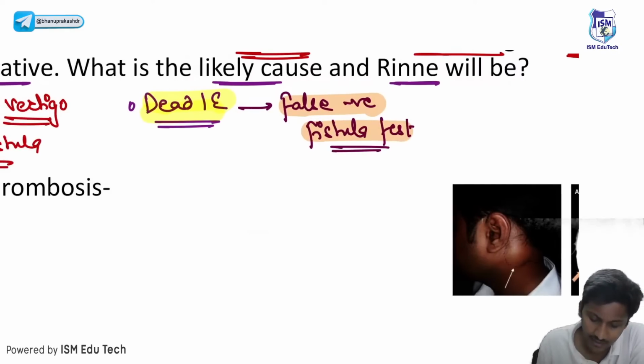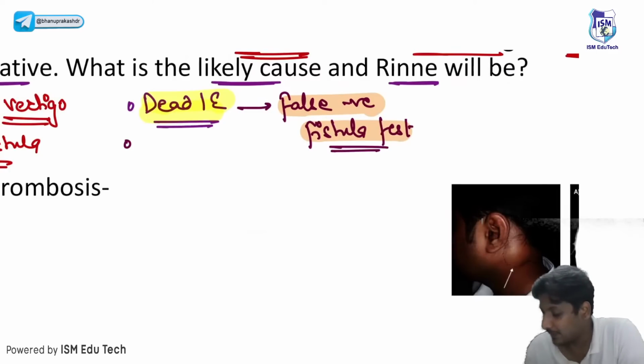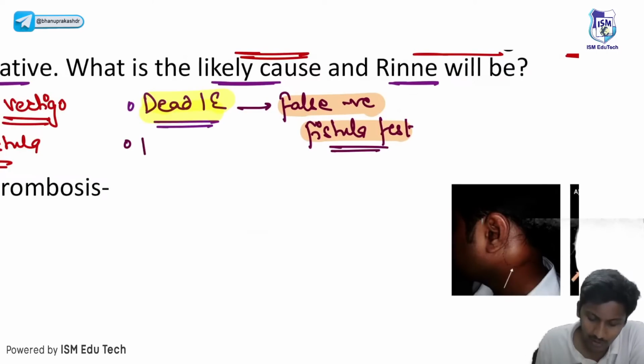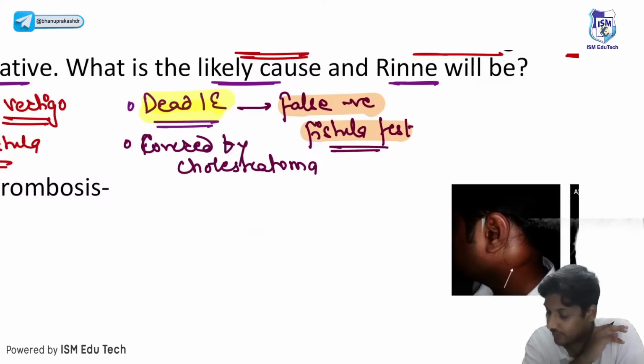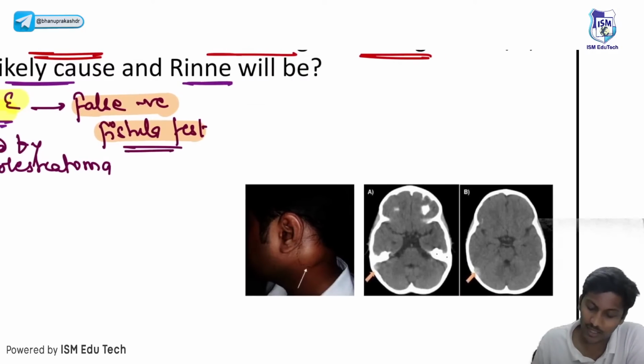One, when there is a dead inner ear, therefore the patient does not experience any vertigo. And second, when the fistula is covered by cholesteatoma. The fistula is now covered by a cholesteatoma, therefore the air pressure is not able to reach the lateral semicircular canal, and the patient does not have any vertigo. Okay, so those are the two conditions.